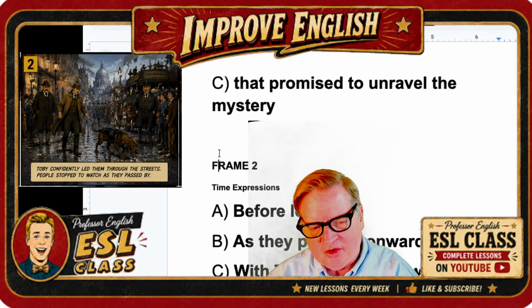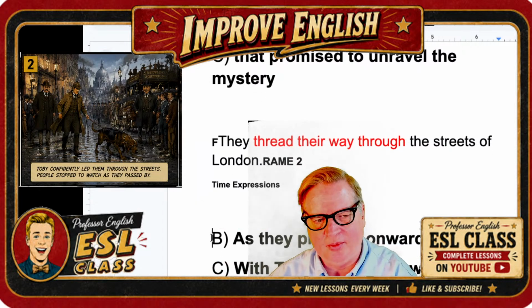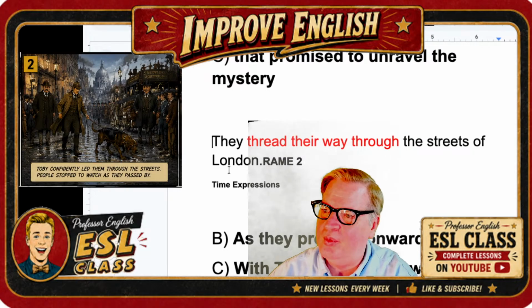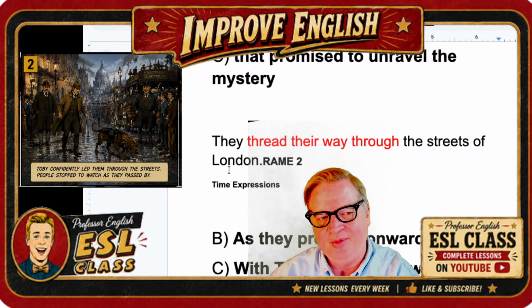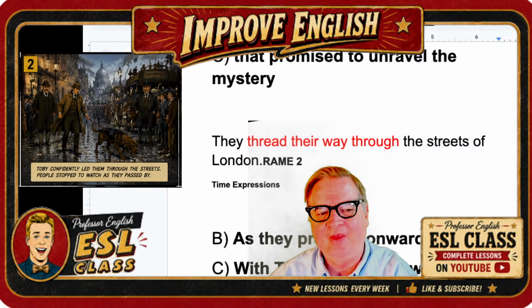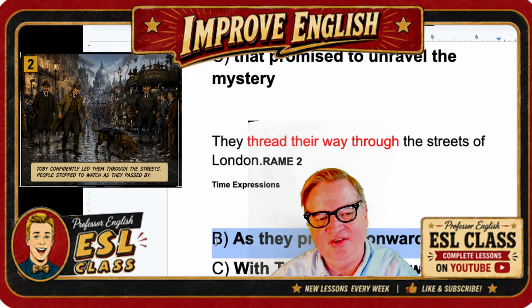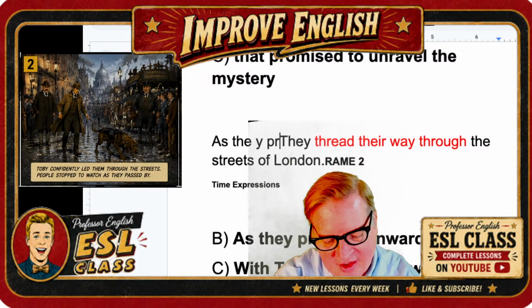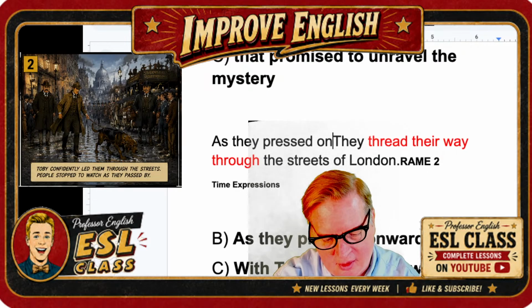Okay. So let's add a time expression. I don't think we'll use before long. Let's start with letter B. As they pressed onward, which is kind of a fancy way of saying as they continued. So if you want someone to continue, even if it's difficult, you could say press onward. Most people wouldn't say that, but you could. So it kind of means as they continued, even though it was difficult. You could just say as they pressed onward. Oh, I forgot to copy it for you. Let me copy it for you. As they pressed onward.